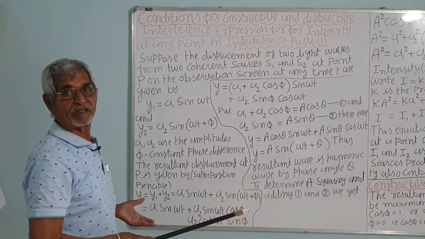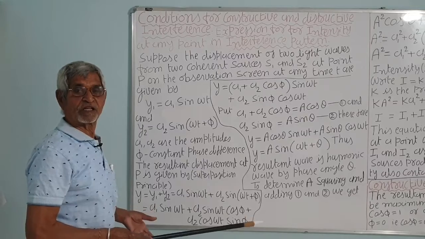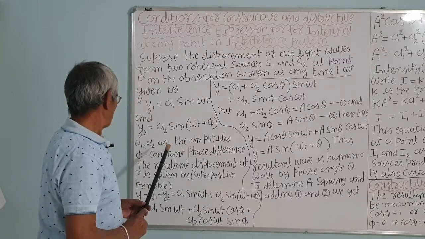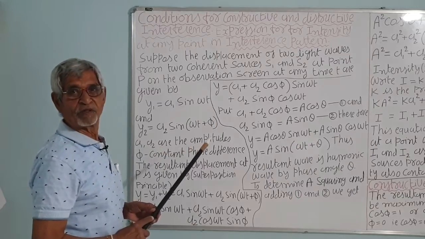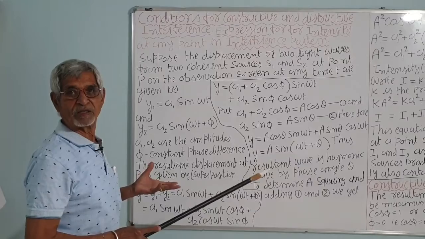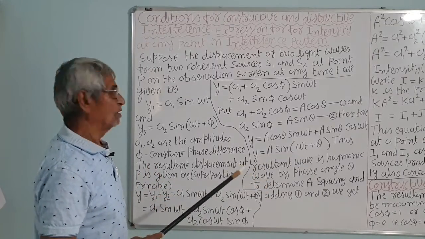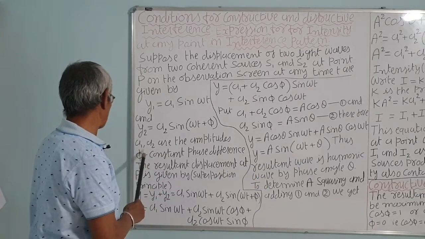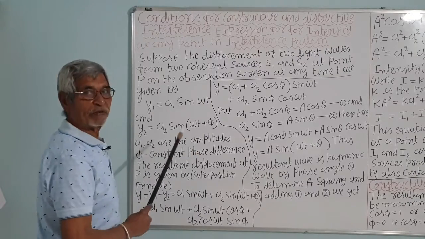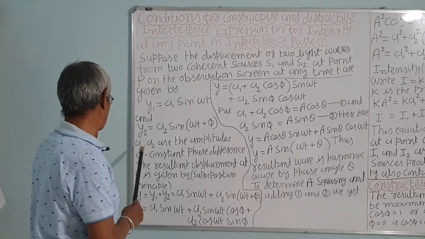Suppose one travels 9 waves, another travels 7 waves, then there will be a difference of 2 waves. One wave will reach earlier by 2 waves. There will be a path difference of 2 lambda, or a phase difference of 4 pi, because 2 pi phase difference is equal to the path difference lambda.